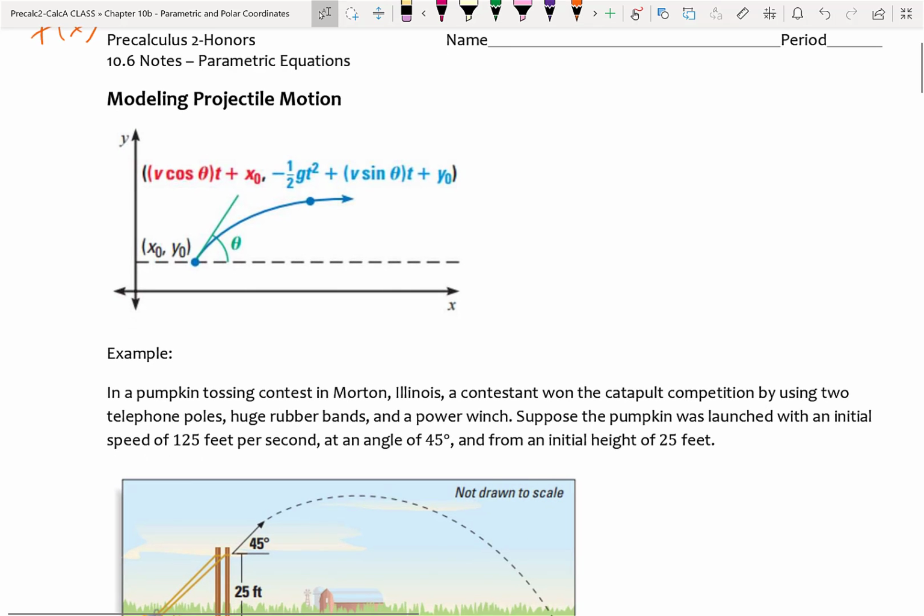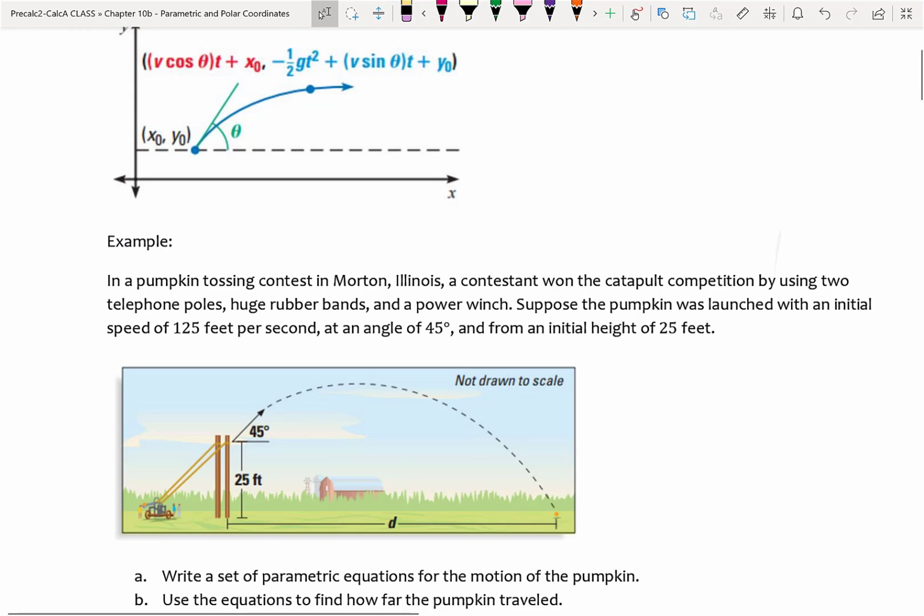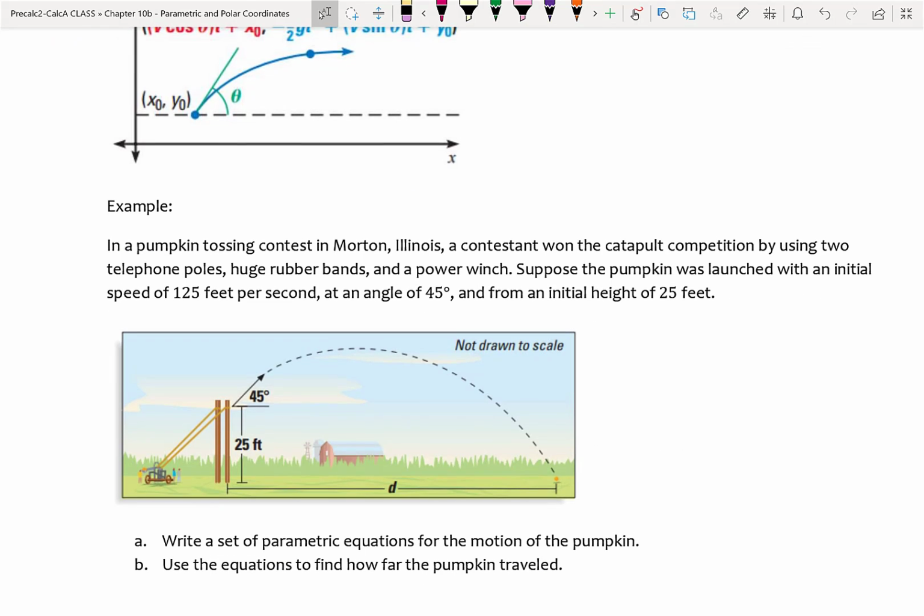So this problem specifically says, in a pumpkin tossing contest, a contestant won the catapult by using 2 telephone poles, huge rubber bands, and a power winch. But that's neat and not really relevant. Suppose the pumpkin was launched with an initial speed of 125 feet per second at an angle of 45 degrees from an initial height of 25 feet. And the question asks you to write a set of parametric equations for the motion.